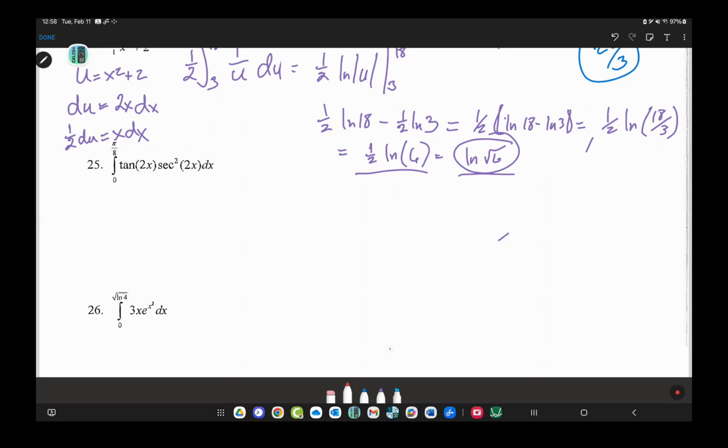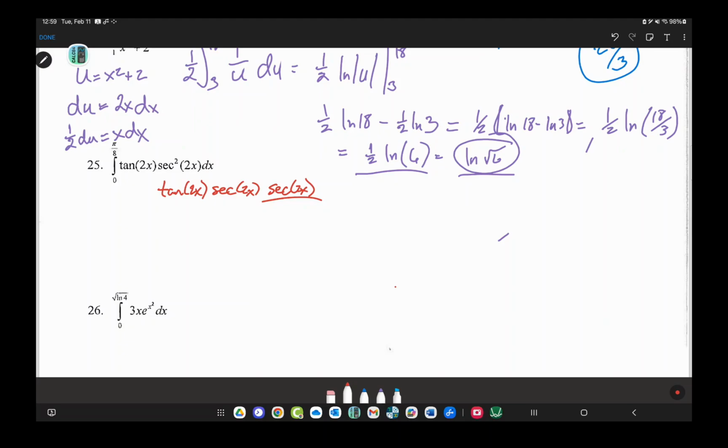Tangent x secant x. So we can either replace u with tangent x, because the derivative of that is secant squared x, and that would go away. Or if we wrote this as tangent 2x secant 2x times secant 2x, and say u is equal to secant 2x, the derivative of that is tangent 2x secant 2x. So we have a choice here. That's interesting.